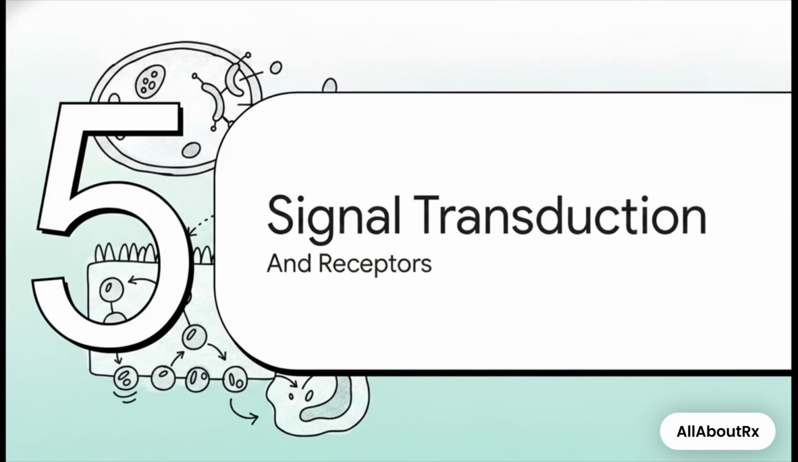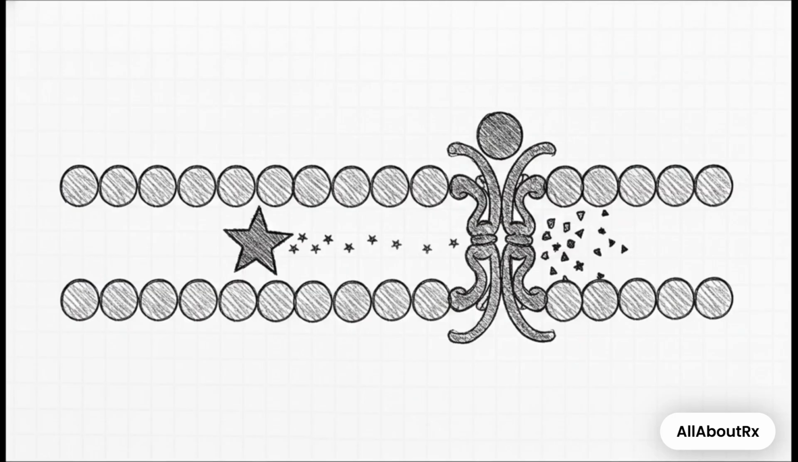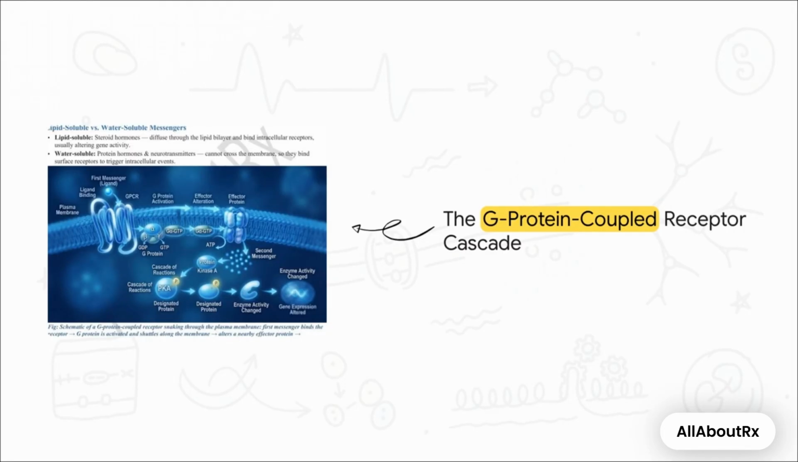Section 5. Signal transduction and receptors. But how does a target cell actually hear the message it receives? This is signal transduction, the intricate process where an extracellular messenger's signal is physically converted into an intracellular response. And it depends entirely on the messenger's chemistry. Lipid-soluble messengers like steroid hormones can just slip right through the cell's lipid membrane like they have a VIP pass, altering gene activity directly. But water-soluble messengers, they are physically locked out. They have to rely on surface receptors, which use either direct chemically gated channels like we saw with EPSPs or indirect G-protein-coupled receptor cascades.